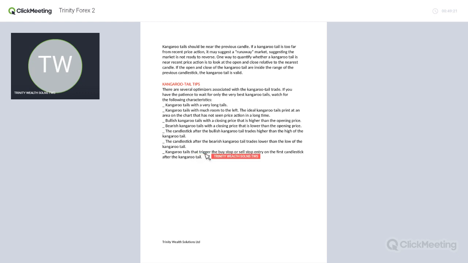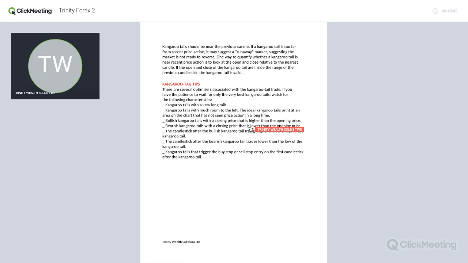You look for kangaroo tails that trigger the buy stop or sell stop entry on the first candlestick after the kangaroo tail. So once it has formed, you can now place your pending order on whichever side. If the first candlestick after the kangaroo tail triggers it, that's almost a confirmation that your trade is going to play out as expected.